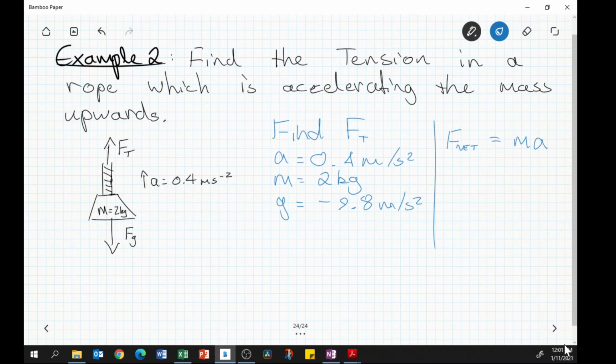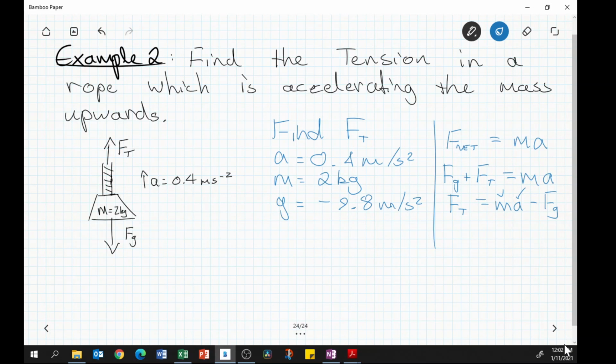And if we break down F net, what is F net? It's Fg plus Ft. And that will equal our mass times our acceleration, right? Now, we want to find Ft, so if we rearrange, we get Ft equals mass times acceleration minus Fg. We know mass, we know acceleration, we want Fg. Okay, so don't be scared to work these problems backwards from your solution.